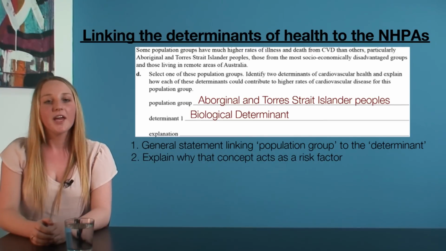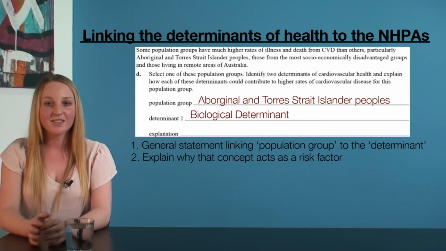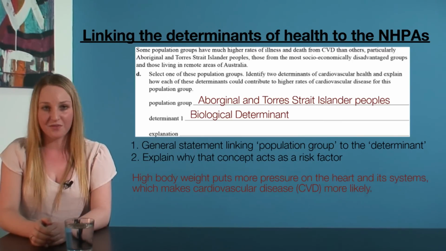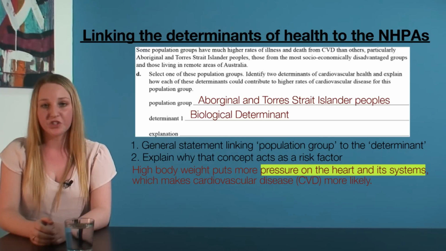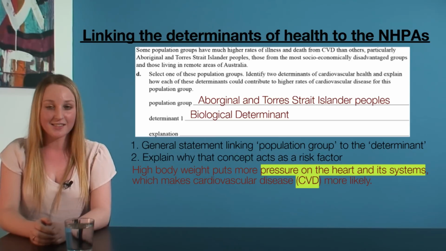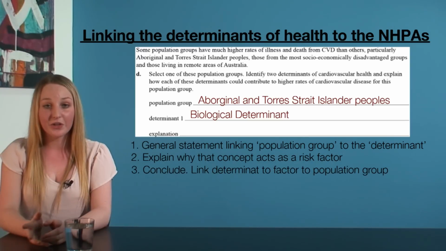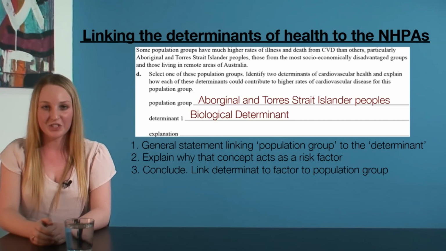Step 2. Explain why that concept acts as a risk factor. That is, why it may make the NHPA more likely or more severe. For example, high body weight puts more pressure on the heart and its systems, which makes cardiovascular disease, CVD, more likely. Step 3. Conclude, linking the determinant to the factor to the population group.